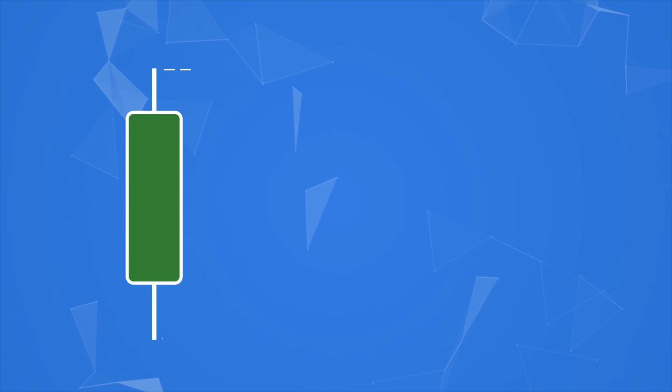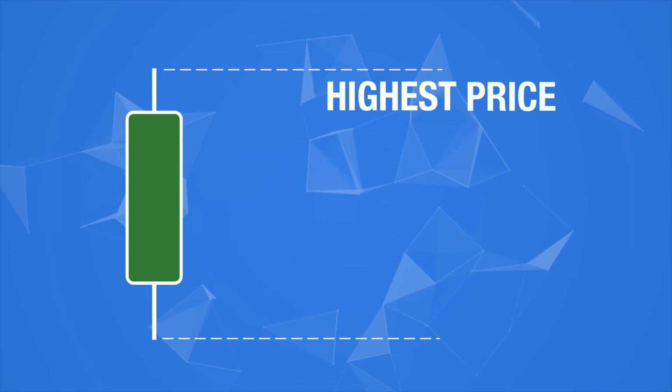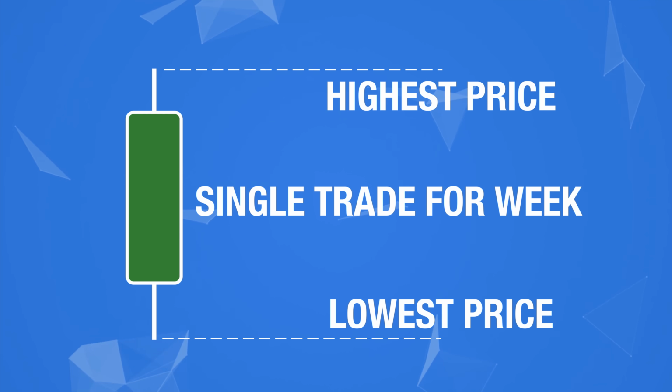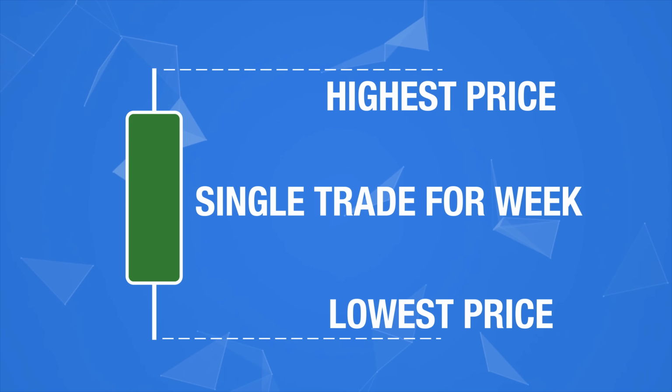And 3. The thin lines above and below the body of the candlesticks are called wicks, similar to a wick that comes out of an actual candle. The wick from the top of a candle represents the highest price Bitcoin reached in a single trade for the week, while the wick from the bottom represents the lowest price Bitcoin reached in a single trade for the week.